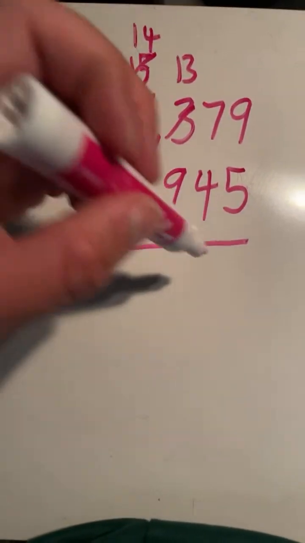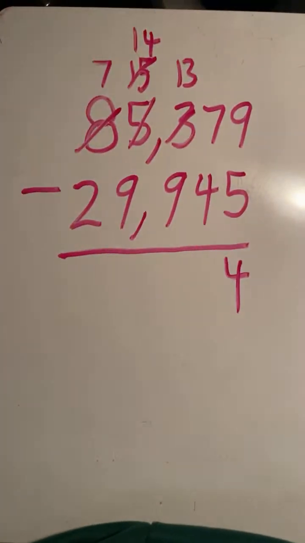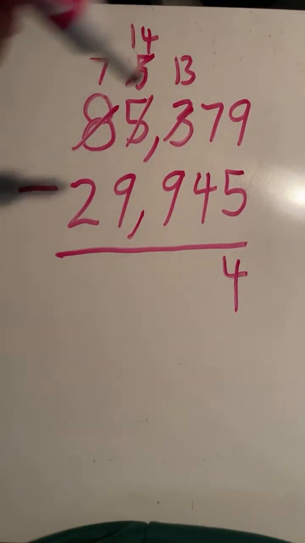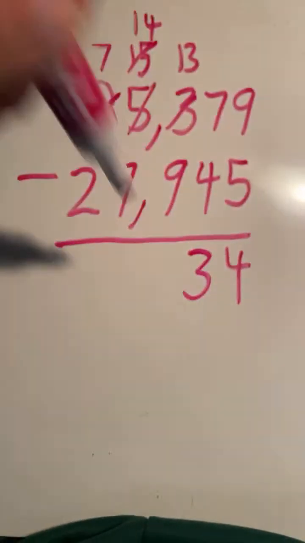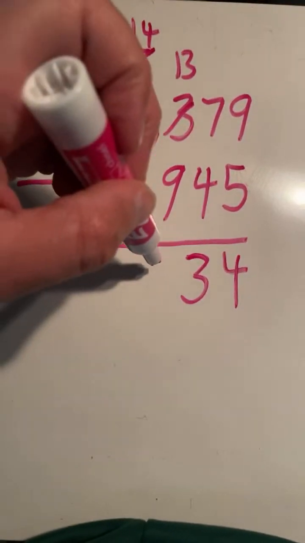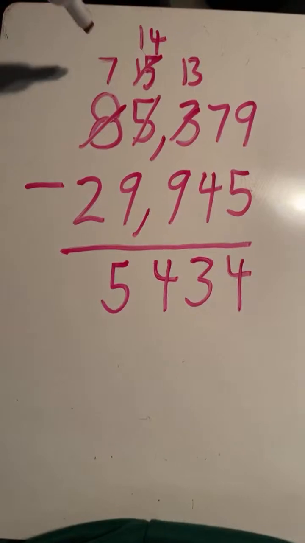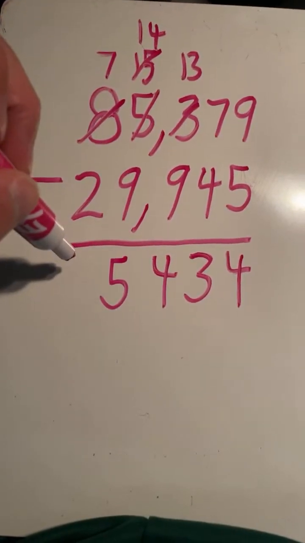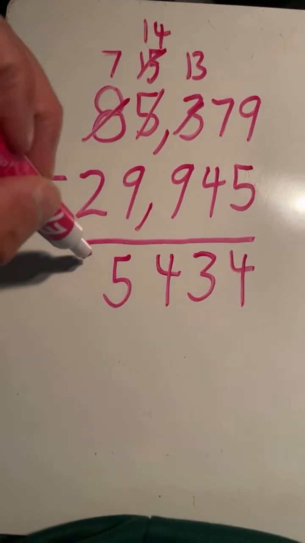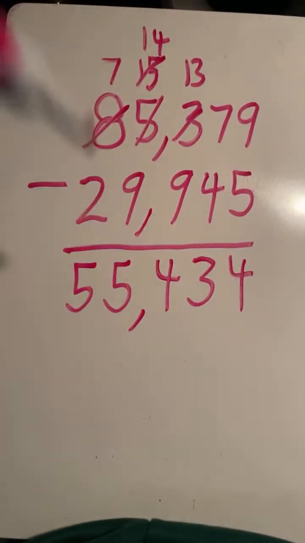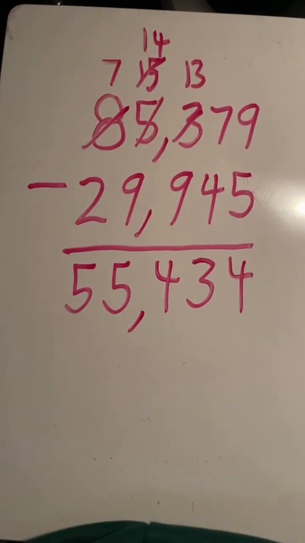9 minus 5 equals 4. 7 minus 4 equals 3. 13 minus 9 equals 4. 14 minus 9 equals 5. 7 minus 2 equals 5. And we have our final answer.